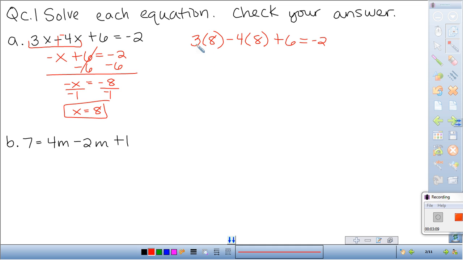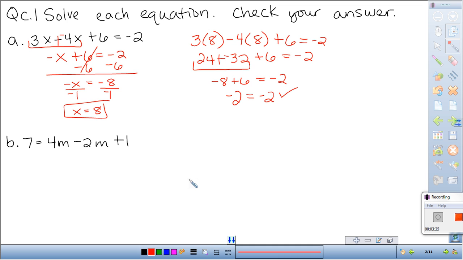PEMDAS says multiply first. 3 times 8 is 24, minus 4 times 8 is 32, plus 6 equals negative 2. And we have to work this left to right. 24 minus 32 is negative 8. Remember, it's adding the opposite. 32 minus 24 is 8. 32 is bigger. It's negative. Answer is negative. Plus 6 equals negative 2. Negative 8 plus 6 is negative 2, and negative 2 does equal negative 2. So we found the correct answer.